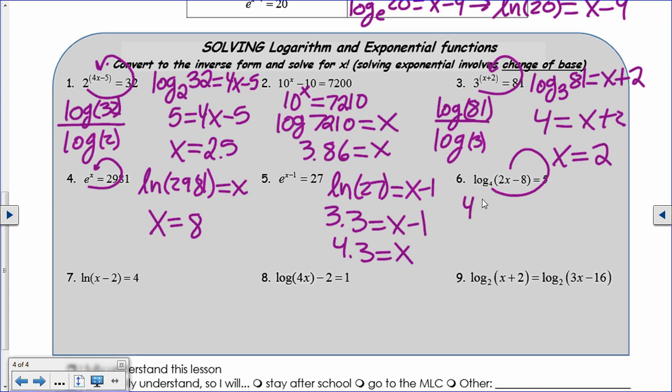4 to the 5th equals 2x minus 8. There you go. Can I find what 4 to the 5th power is? Yes. You can just use your calculator to do that. What's 4 to the 5th power? 1,024. Yep. So you add the 8, divide by 2. I got 516.